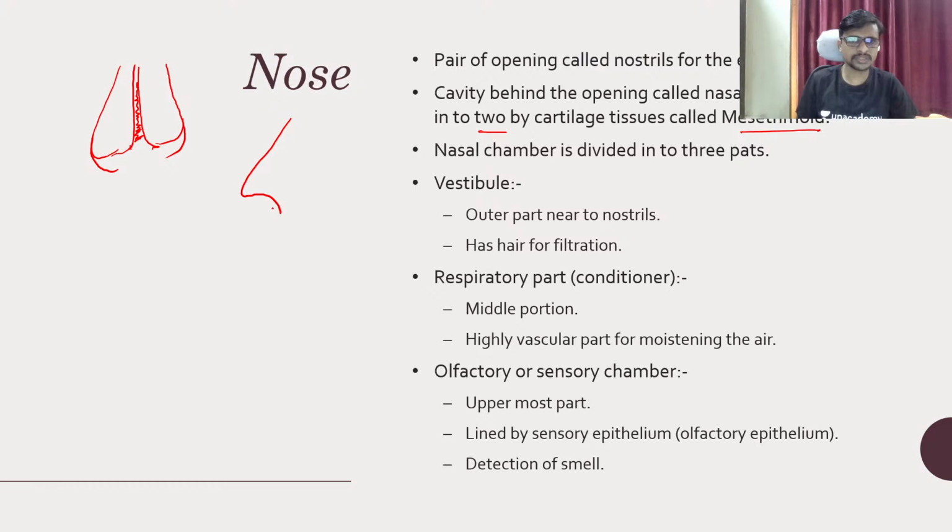Okay, so for example, this is the nose, and we know something is here which is actually dividing it into two compartments, one nose into two compartments. This cartilage is called the mesethmoid. Bone is starting from here. Okay, so the bone is in the back side of the nose.